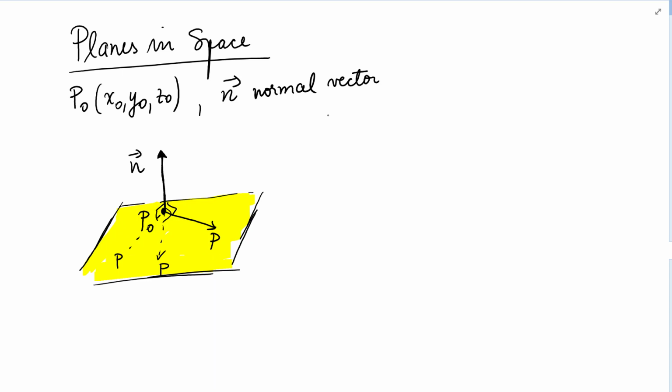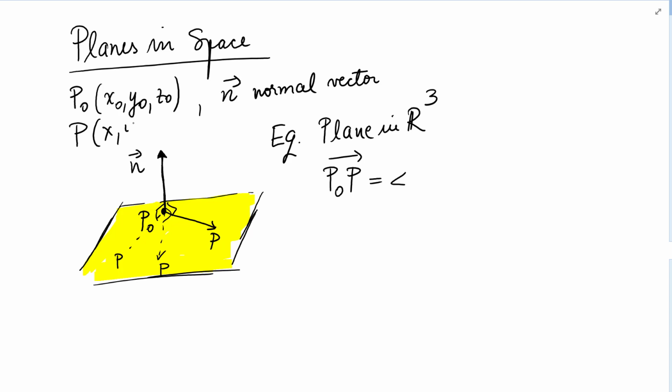So the general equation of a plane in R3, let's deduce it. If we have P0P, it's the vector given by, if P is (x, y, z), then P0P is (x minus x0, y minus y0, z minus z0). So they're written in component form.